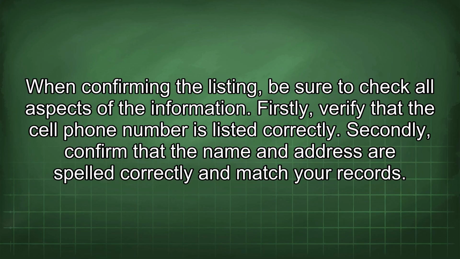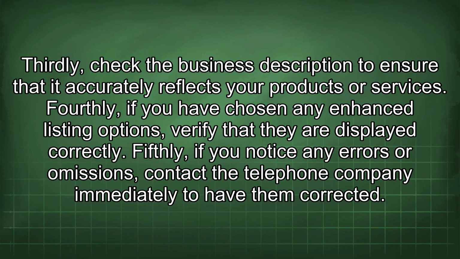Firstly, verify that the cell phone number is listed correctly. Secondly, confirm that the name and address are spelled correctly and match your records. Thirdly, check the business description to ensure that it accurately reflects your products or services. Fourthly, if you have chosen any enhanced listing options, verify that they are displayed correctly. Fifthly, if you notice any errors or omissions, contact the telephone company immediately to have them corrected.